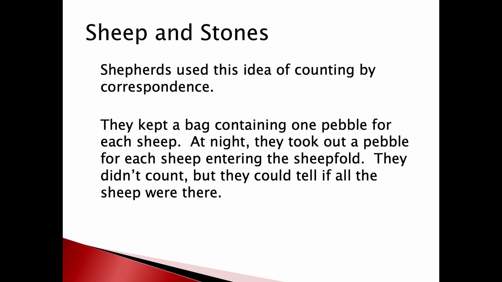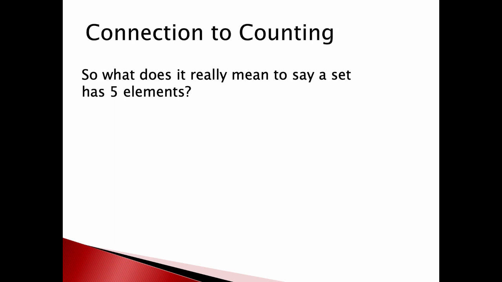I don't know if they got hungry and they ate a pebble, ate a sheep, they would take out the pebble. And if a sheep had a baby sheep, then you go find another pebble and put it into your pouch. I don't know if that's actually true or not, but it's too good a story not to keep telling it. Right? So that gives us this idea between connections, between bijections, right? Every sheep matched up with a pebble, and counting.